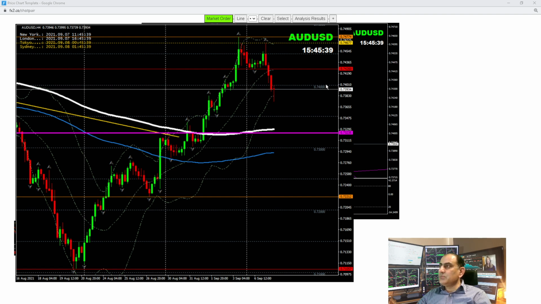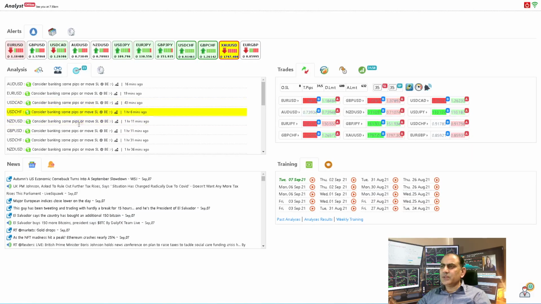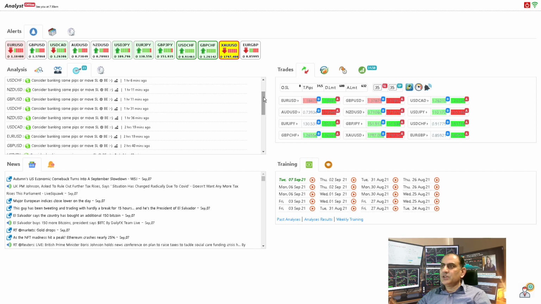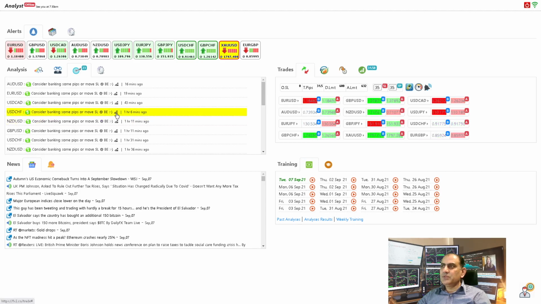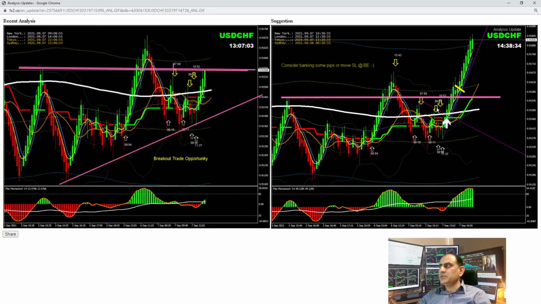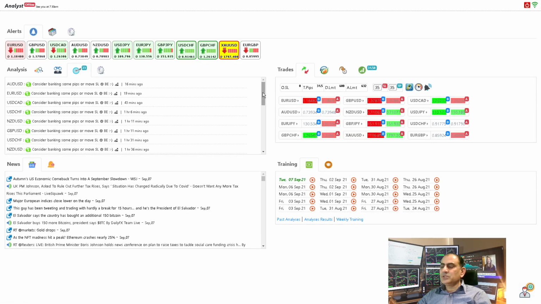So you can see, guys, most of the pairs, Kiwi dollar, Aussie dollar, dollar Swiss franc, we had a beautiful breakout. Most of them, you can see a beautiful long trade, banking beautiful trades. So most of my traders banked more than 100 pips today, guys, and I hope you enjoy all this analysis.